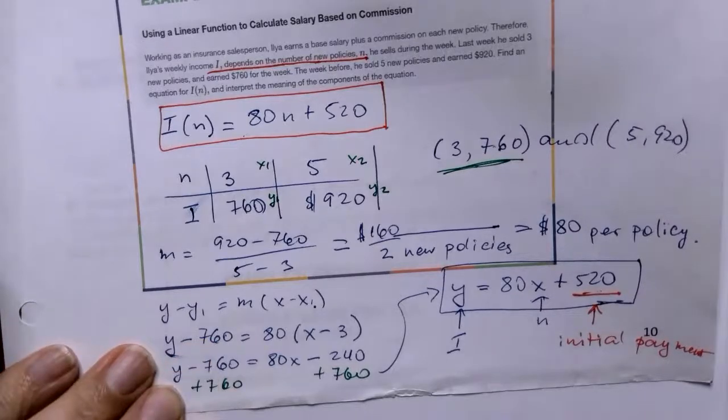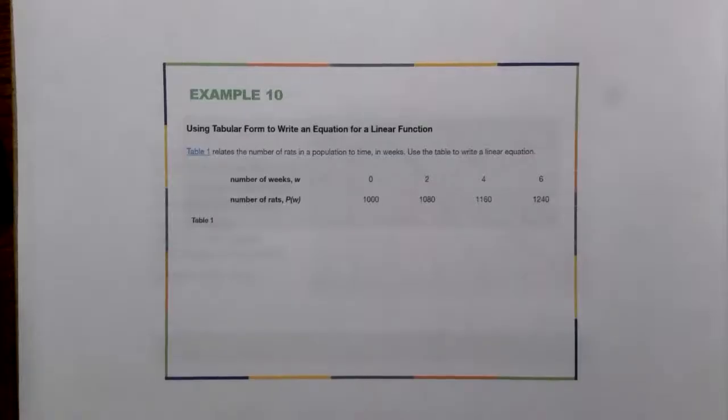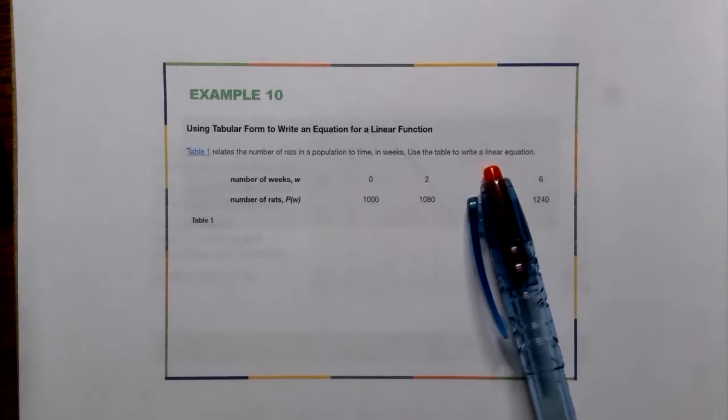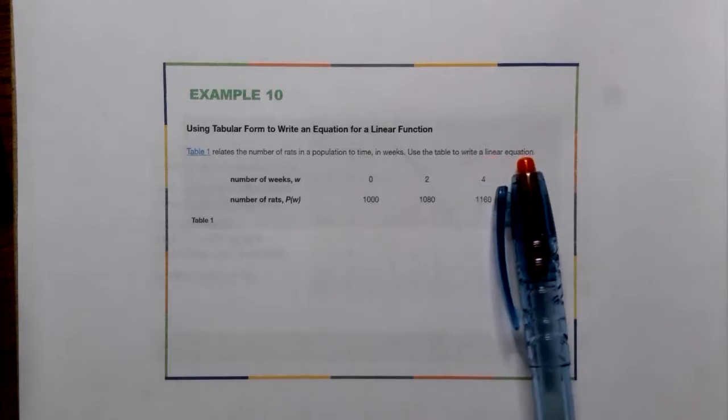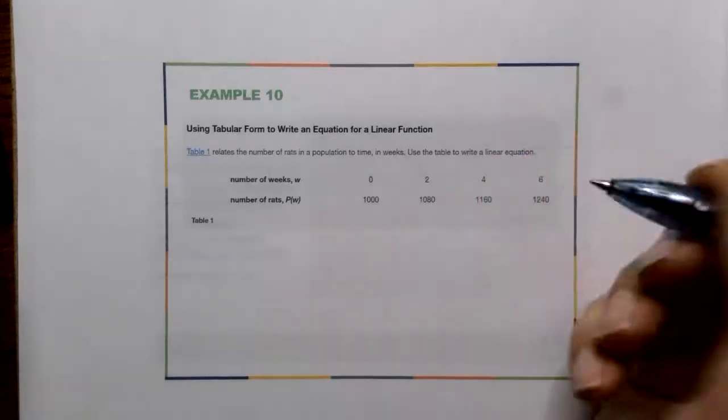All right, guys. So now I have the last example that I want to cover in this video, and it's using tables to write the equation of a linear function. So here it says table 1 relates the number of rats in a population to time in weeks. Use the table to write a linear equation. Well, first of all, they already told us that it's a linear equation, but if you're not sure if it is or not, we need to check that.